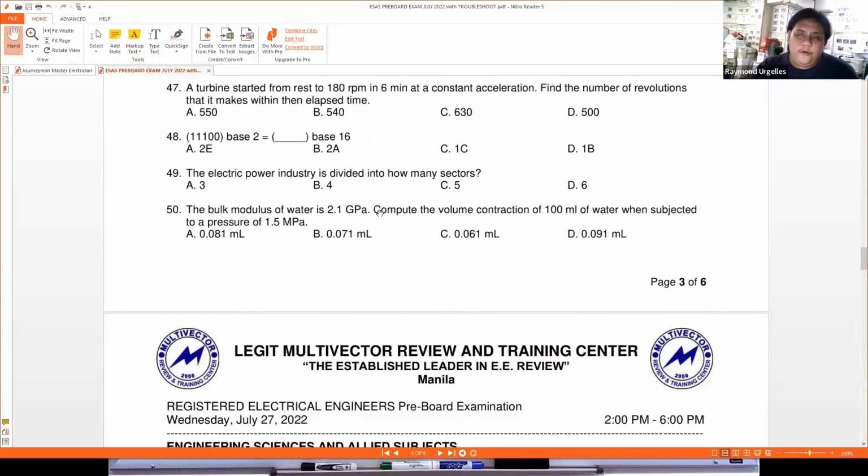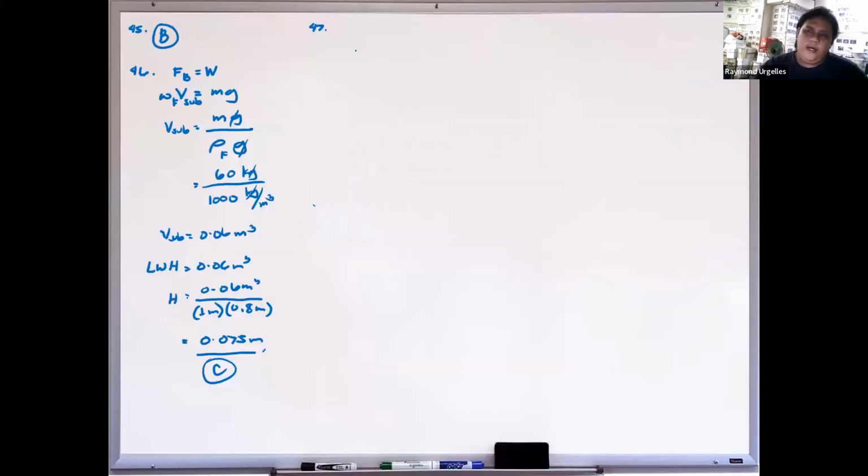A turbine started from rest to 180 RPM in 6 minutes at a constant acceleration. Find the number of revolutions that it makes within the elapsed time. The number of revolutions is basically our angular displacement, so we can use our equations for angular motion. We are given the angular speed and the time.